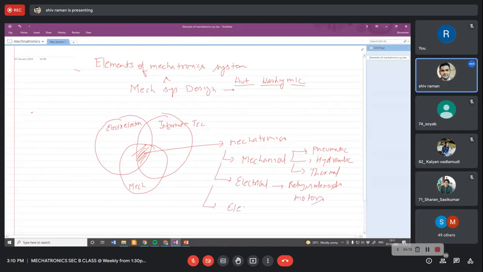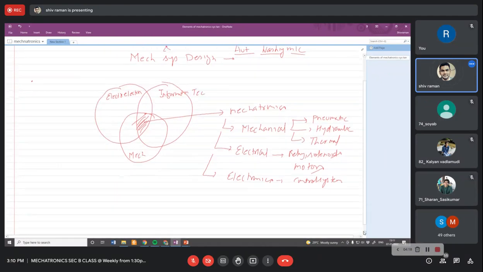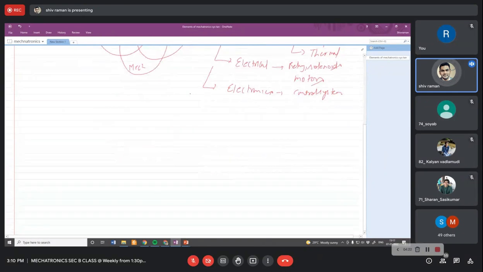In electronics, you deal with control systems. Okay, and finally in information technology, you have basically computer architectures. Okay, you have AI and ML, or some system theories.